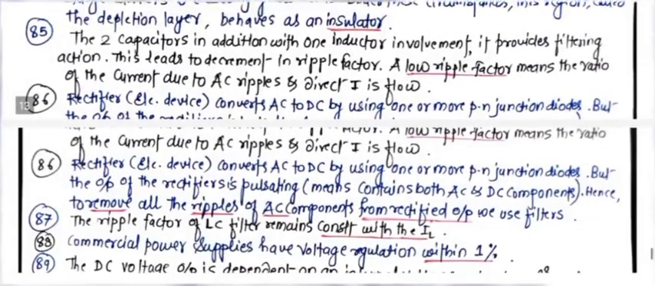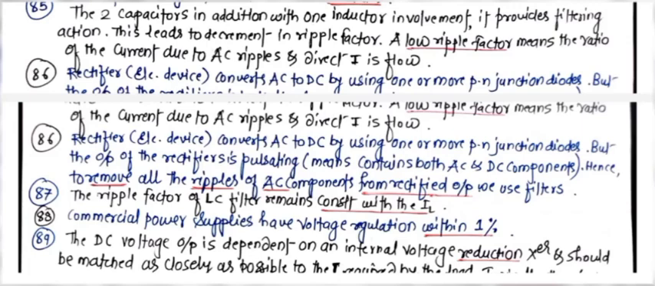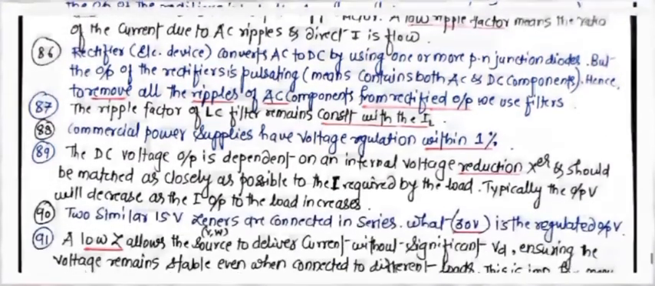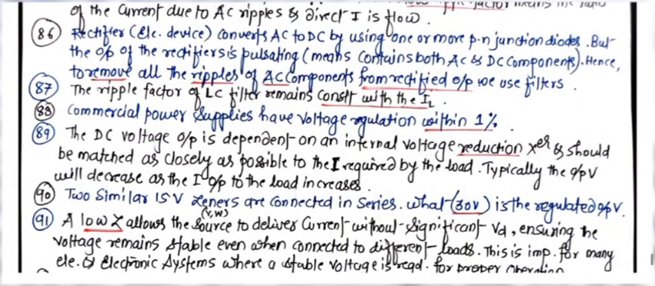The two capacitors, in addition with one inductor, produce filtering action. This leads to a decrease in ripple factor. A low ripple factor means the ratio of the current due to AC ripples and direct current is low. A rectifier, an electrical device, converts AC to DC by using one or more PN junction diodes, but the output of the rectifier is pulsating, meaning it contains both AC and DC components. Hence, to remove all the ripples, that is AC components, from the rectified output, we use filters. The ripple factor of an LC filter remains constant with the load current.